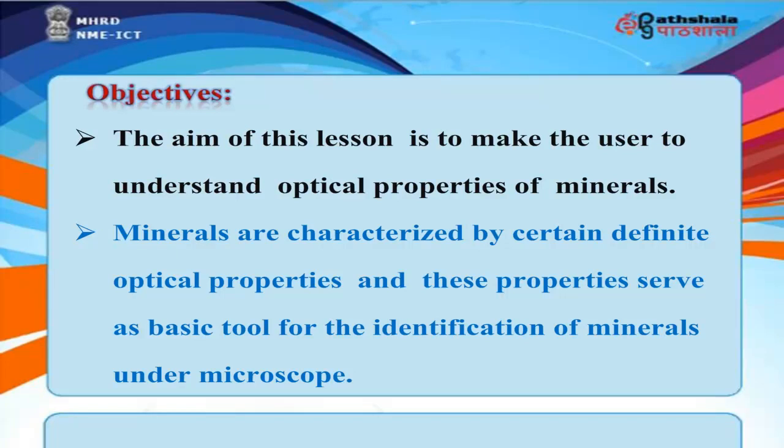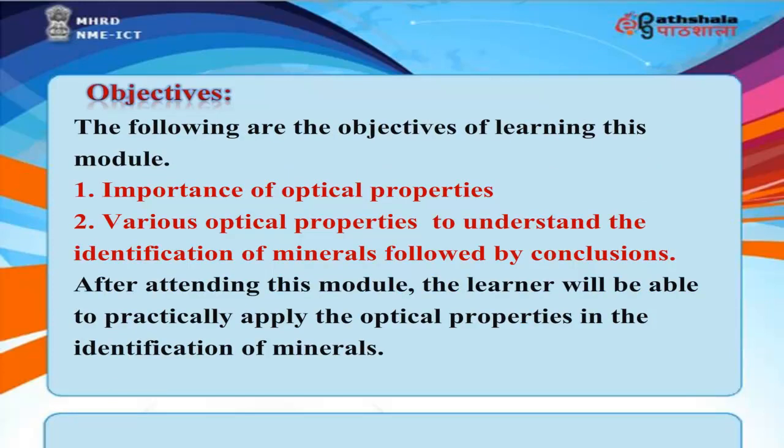Objectives. The aim of this lesson is to help the user understand the optical properties of minerals. Minerals are characterized by certain definite optical properties, and these properties serve as a basic tool for the identification of minerals under the microscope. The following are the objectives of learning this module: the importance of optical properties, various optical properties to understand the identification of minerals, followed by conclusions. After attending this module, the learner will be able to practically apply the optical properties in the identification of minerals.